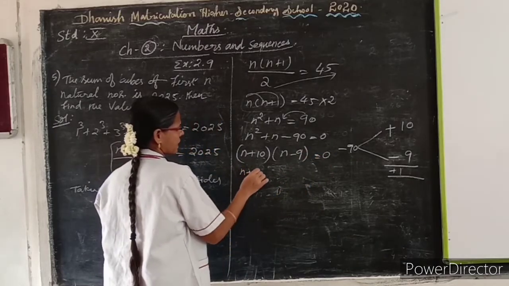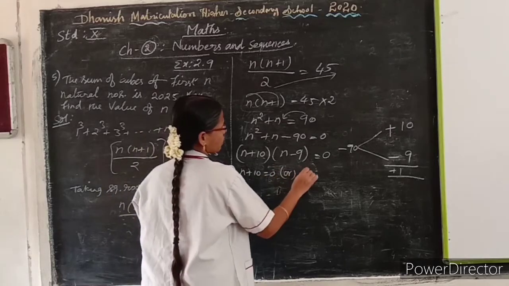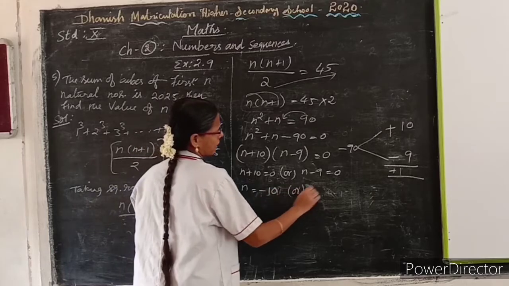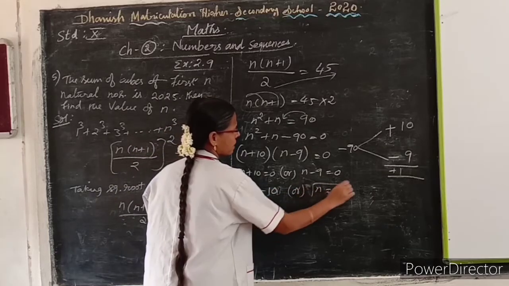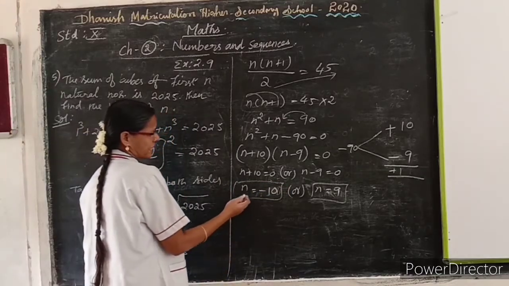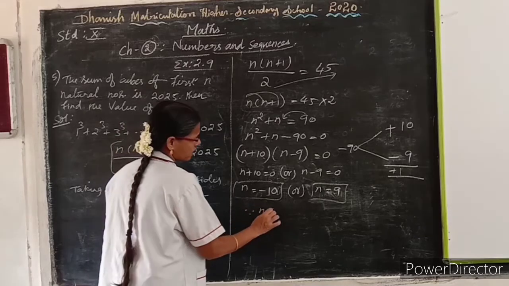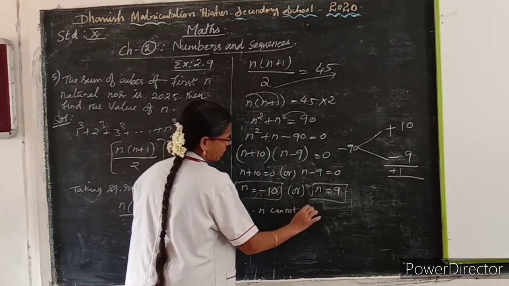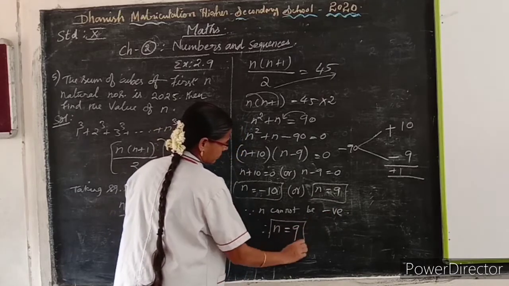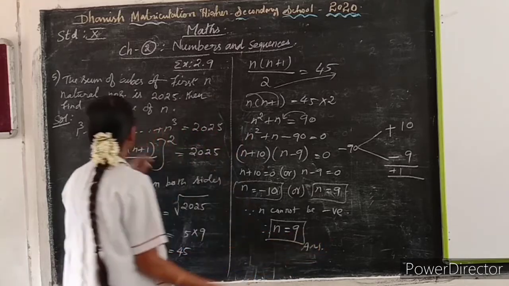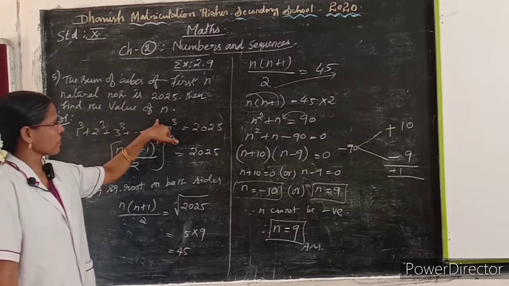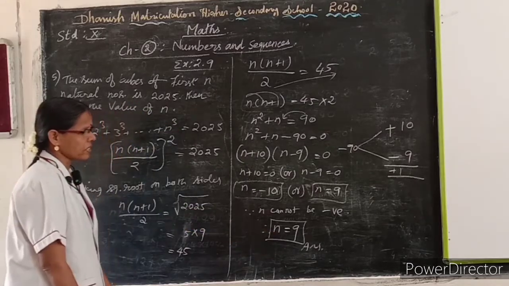That is n plus 10 equal to 0 or n minus 9 equal to 0. That is n equal to minus 10 or n is equal to plus 9. Since n is the number of terms, n cannot be negative. Therefore n is 9. This is the answer. The number of terms, first n natural numbers, the value of n is our question. So n is 9. That is our required answer.